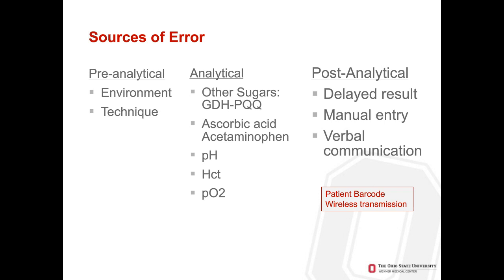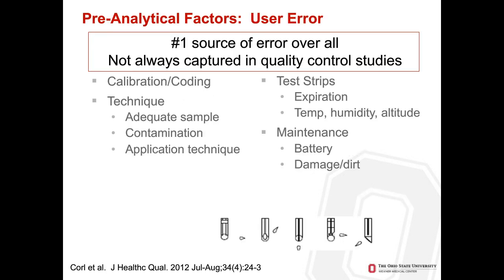Pre-analytical errors are, in fact, the most common source of error. And when devices are studied in quality control practices, this is not always captured because we might just use a split sample and just measure one assay versus another and not the entire process of collection. So these might include coding and calibration issues. They might include poor technique or contamination of the test strips, poor application of the sample. In the case of the test strip storage, there could be issues with expired test strips or any kind of environmental issue.